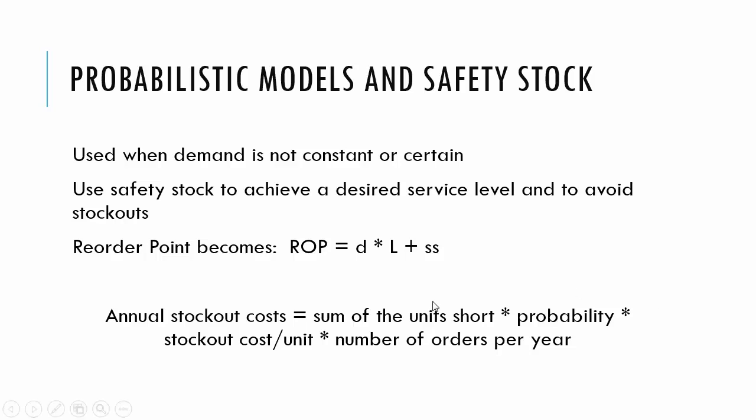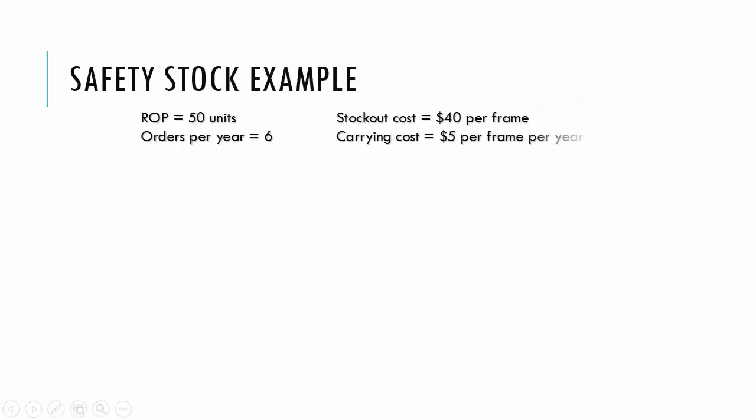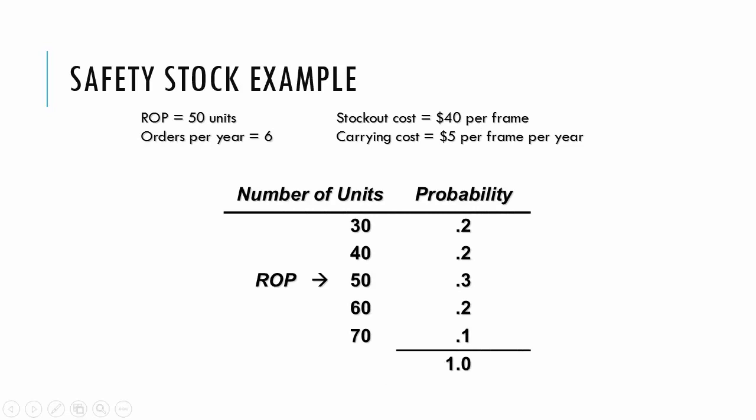So let's look at an example of the safety stock. Our reorder point by default that we've used in the past is 50 units. I think we're doing eyeglass frames here. We normally order 6 times per year. The stockout cost is $40 per frame. Carrying cost is $5 per frame per year because they're relatively small, so it's not that big a deal. And then we have a probability distribution showing what demand looks like during lead time.